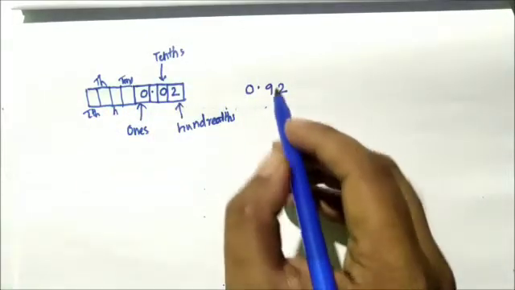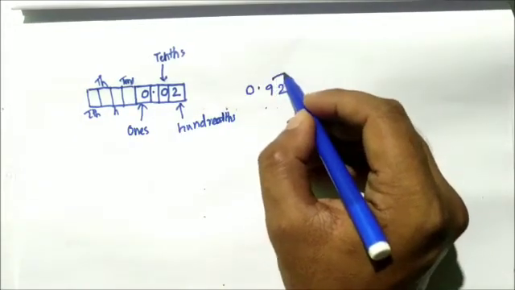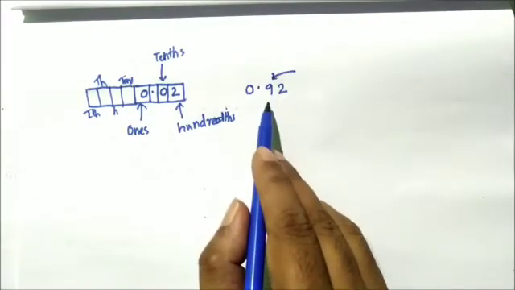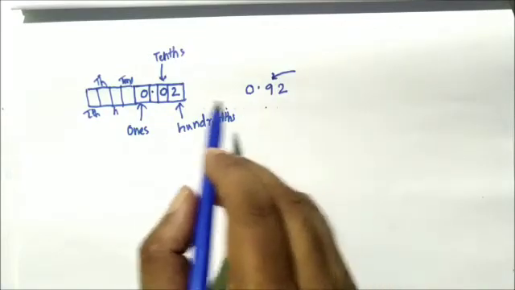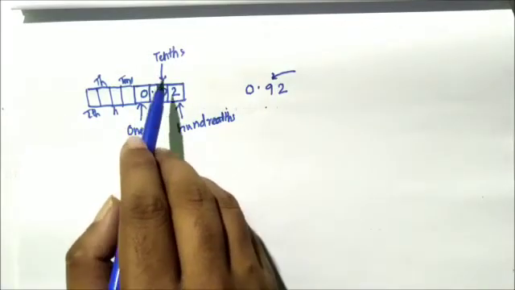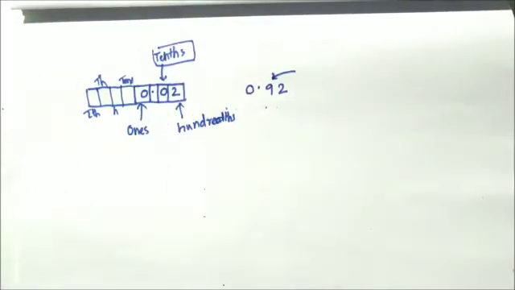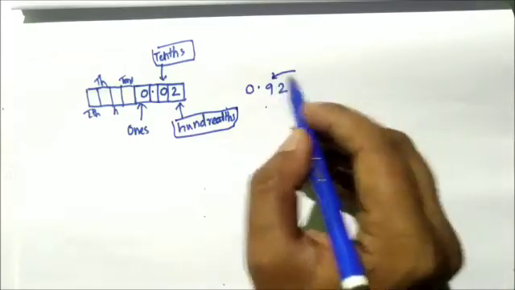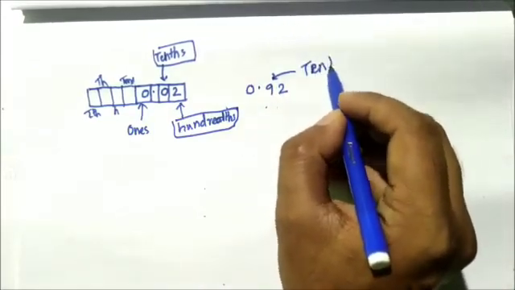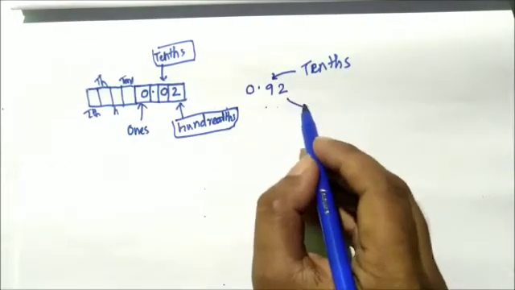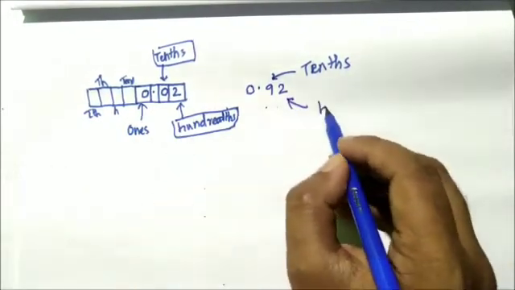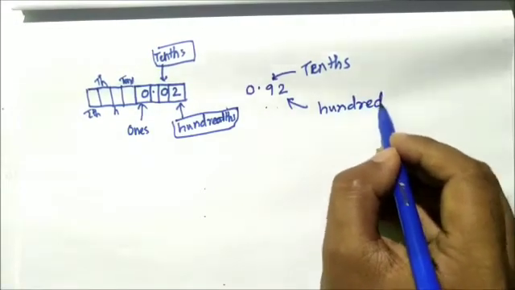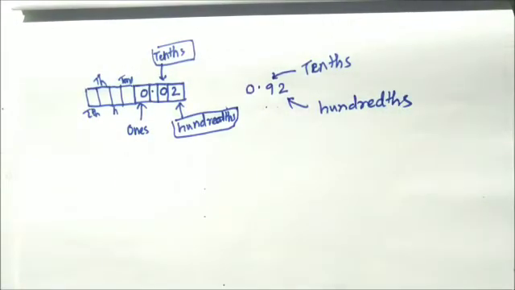Can you tell me the position of the 9? Yes, of course, just after the point, what place starts? Tenths, and then hundredths. So this 9 is at the place of tenths, and this 2 is actually at the place of hundredths. It is a very important thing. That's why I have showed you.